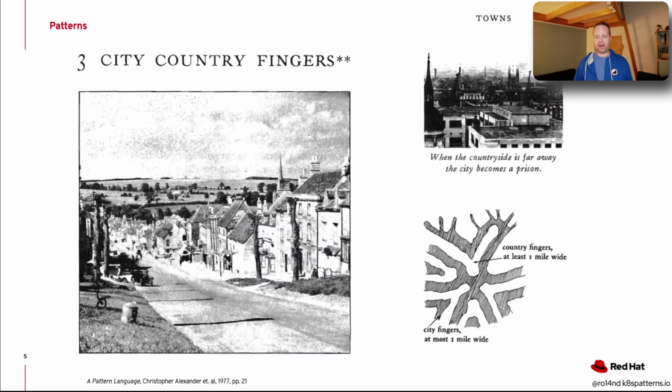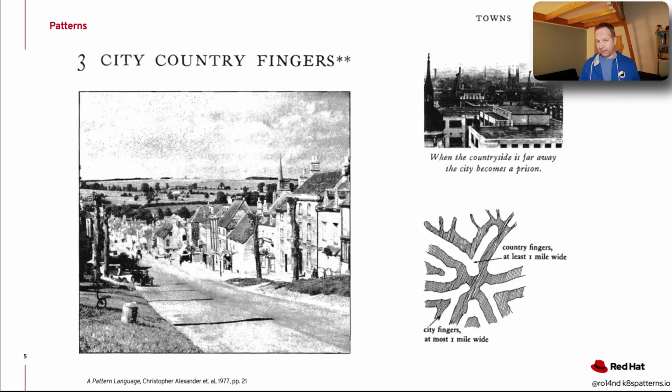So the classical pattern always has a name. A name is very important because patterns form a kind of a language which is interconnected. So you have patterns which are related to other patterns, and they form a repeatable solution to a certain set of problems. So it's not a very concrete solution, but kind of a solution pattern which you can apply in certain contexts. Here's an example of a pattern which is called city country fingers, and it describes how you should plan for a city so that the people in the city don't have to walk a lot until they reach some green.